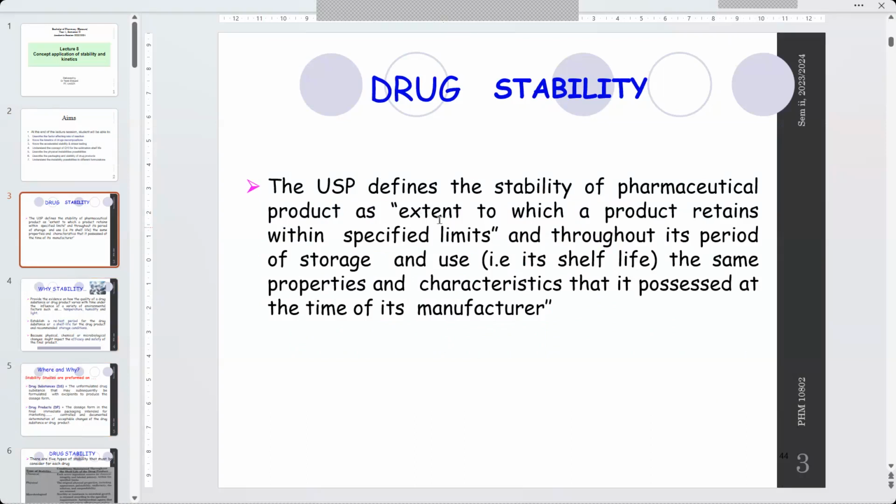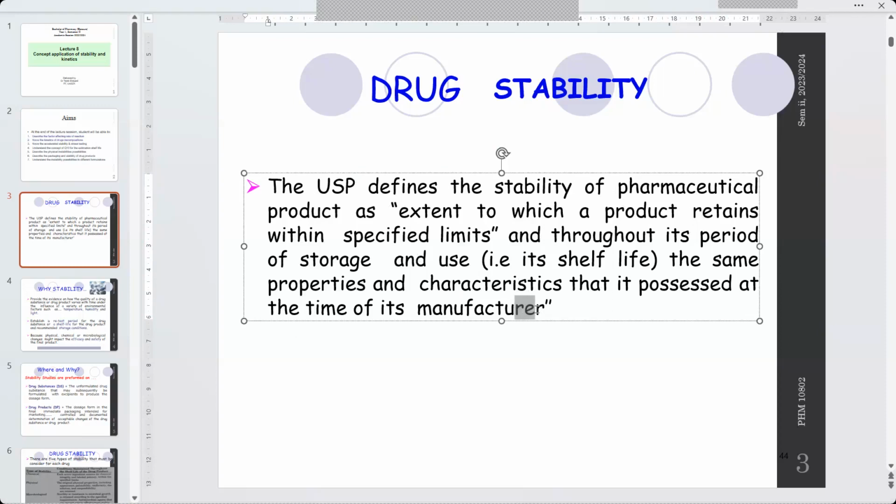Okay, so USP, the United States Pharmacopoeia, defines, this is a standard definition of stability, defines the stability of a pharmaceutical product as the extent to which a product retains within specified limits and throughout its period of storage and use the same properties and characteristics that it possessed at the time of its manufacturing. Okay?